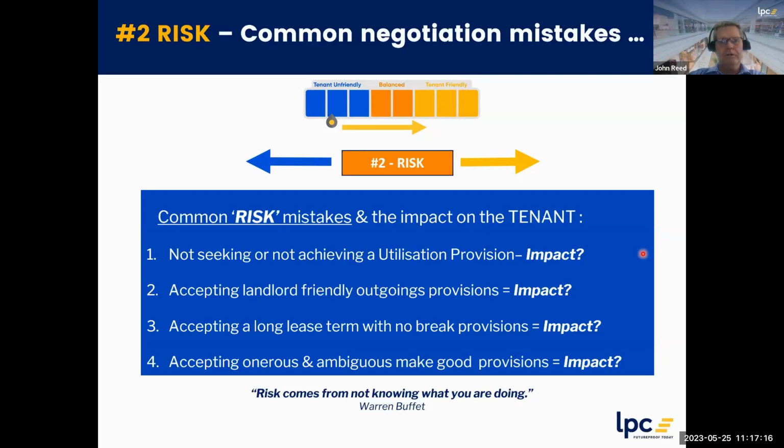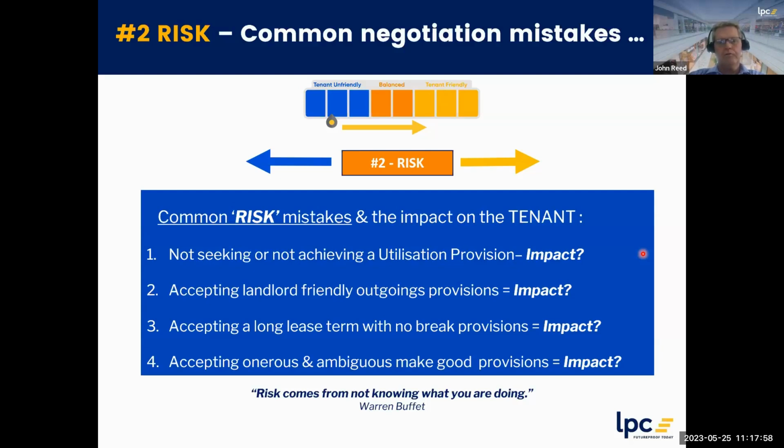So the second one is accepting landlord-friendly outgoings provisions. And I think Gillian has highlighted an example of this when we deal with a gross rent lease. But there are other examples, and you'll tend to find that the outgoings provisions, when they come from the landlord side or the landlord solicitor, tend to be numerous and onerous for the tenant. And so one wants to scrutinize those and make sure that, first of all, one knows what one is signing up for, and one knows the impact that one is signing up for over the term of the lease, and then negotiate otherwise.